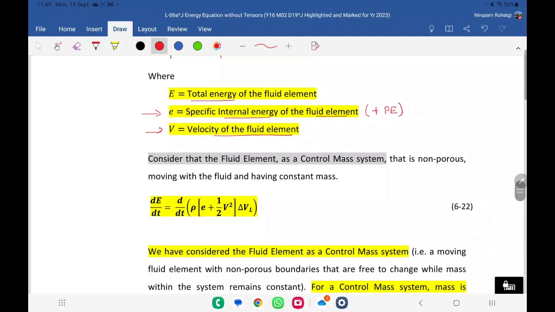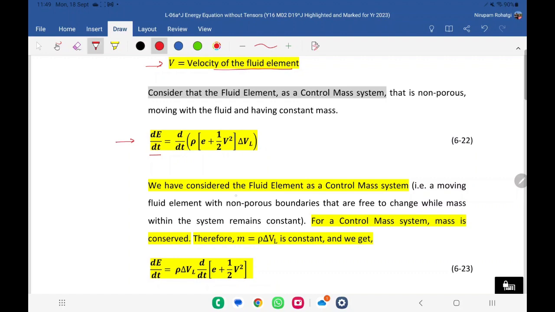Now what we do, we find the derivative of this, so we will get the rate of change of energy. So what is the rate of change of energy of the control mass? It is the amount of energy which is going in plus the amount of energy which is generated in.